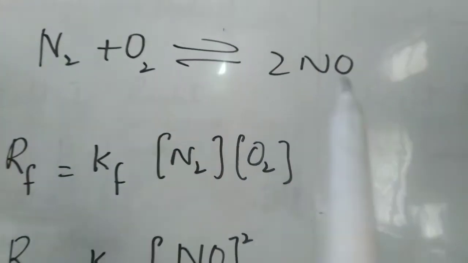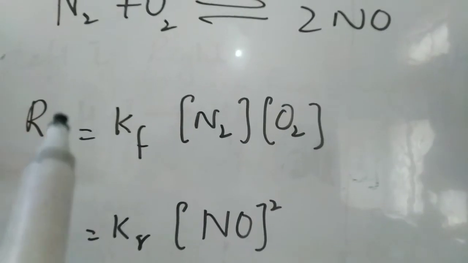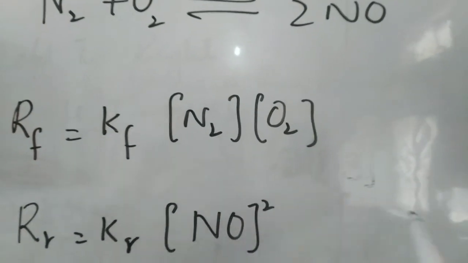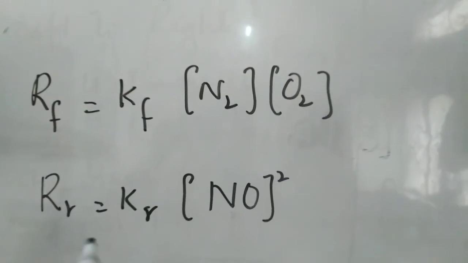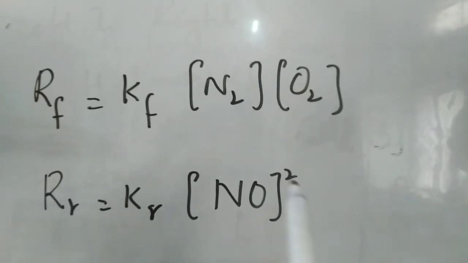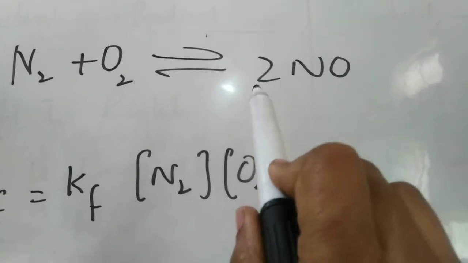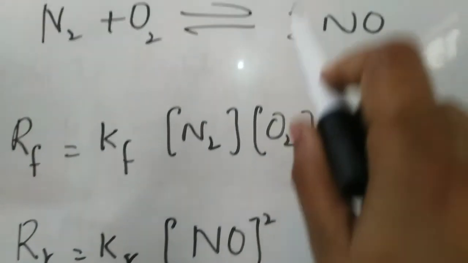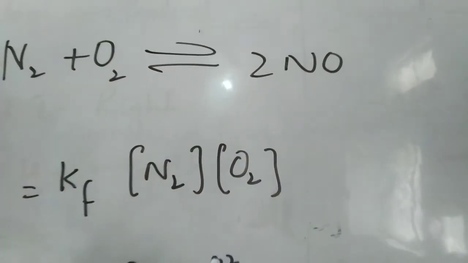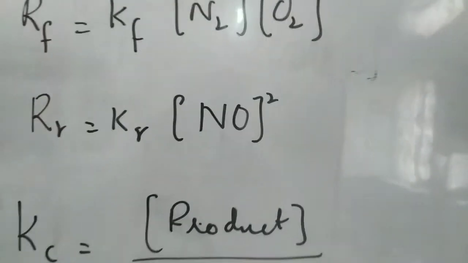Now we have to write this equilibrium constant. Rate of the forward reaction is equal to Kf, N2 and O2, and rate of the reverse reaction is equal to Kr and NO. You can see that here we convert the exponent into the power. It was the exponent with NO and here it is a power. Okay. Now we are writing the Kc.